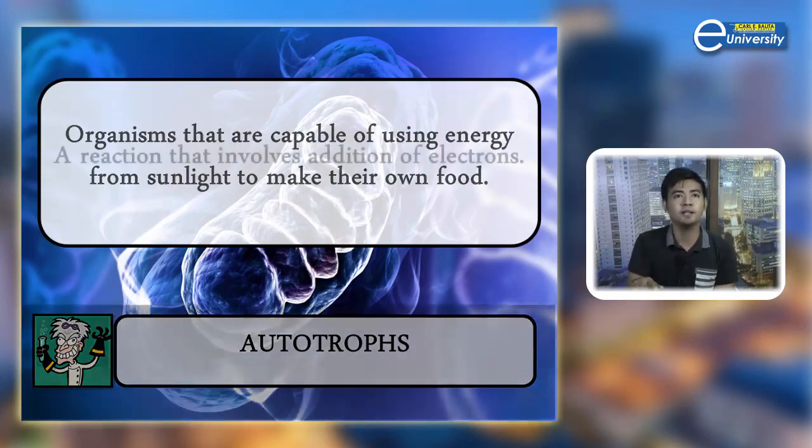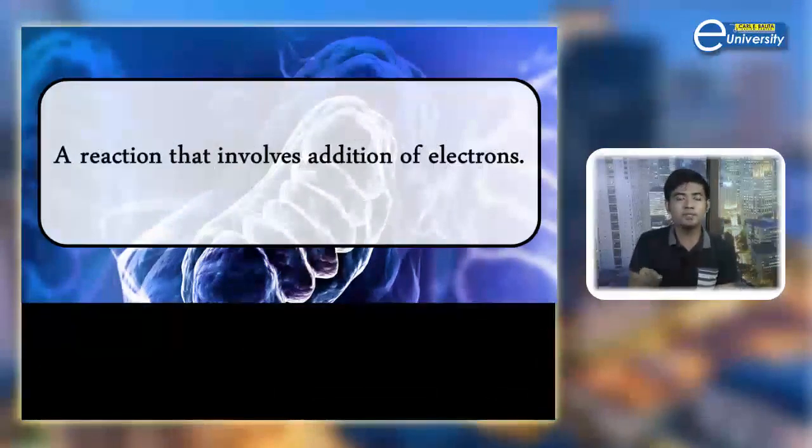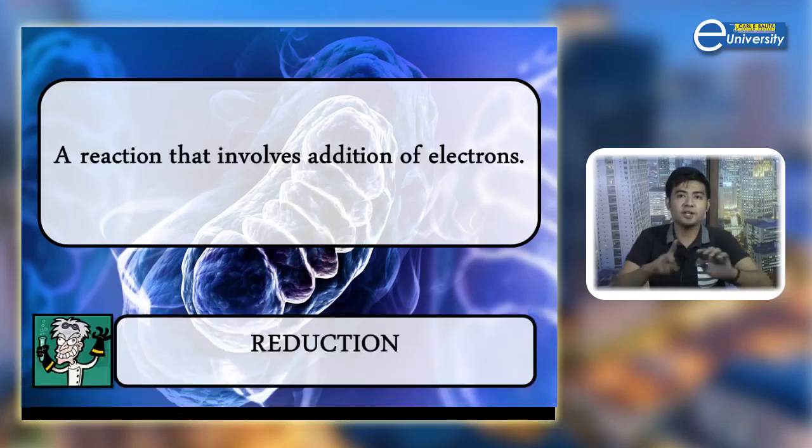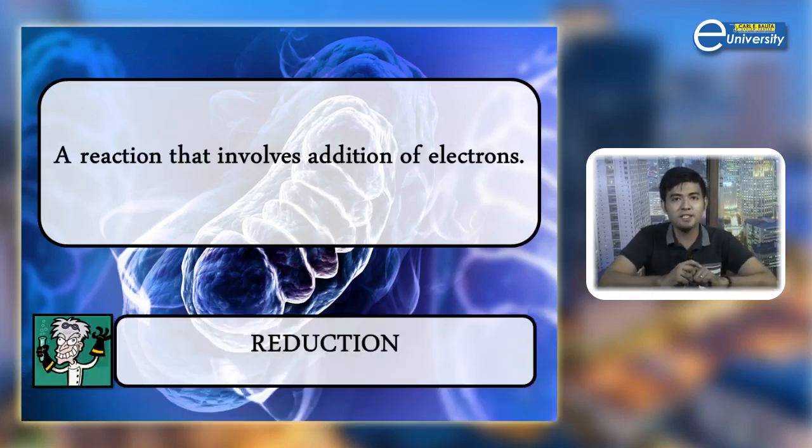How about this one? A reaction that involves the addition of electrons. So it is one of the energy exchange reactions. So a reaction that involves addition of electrons. So correct. That is the process called reduction. So that is the opposite of oxidation. So in the process of oxidation, an atom loses an electron. Very good.